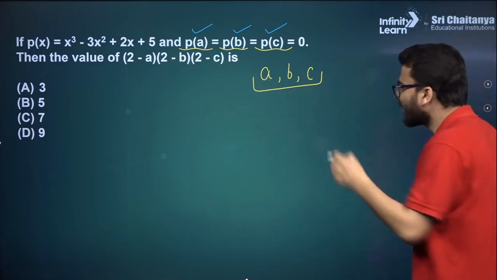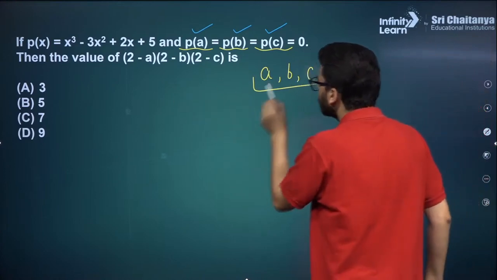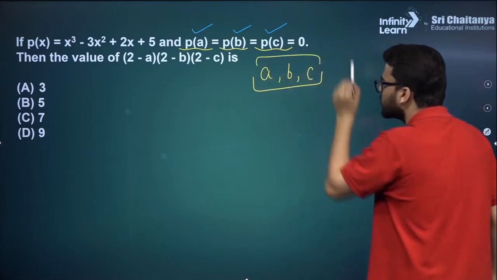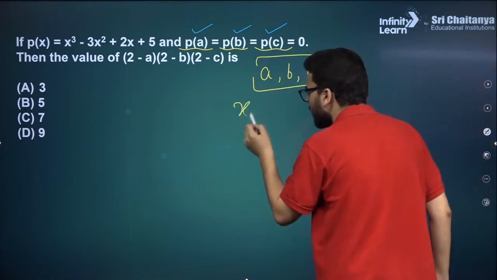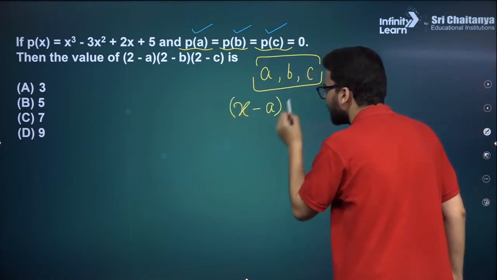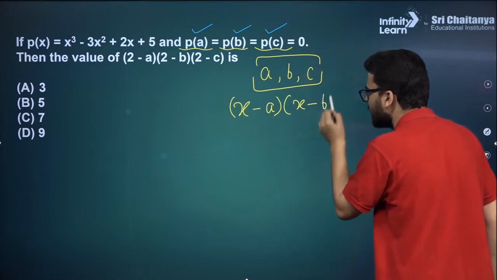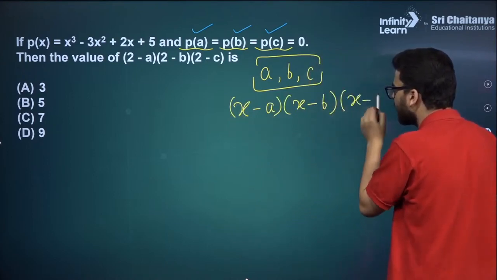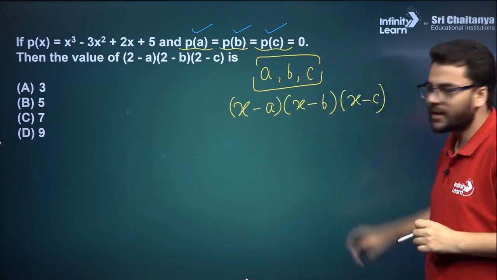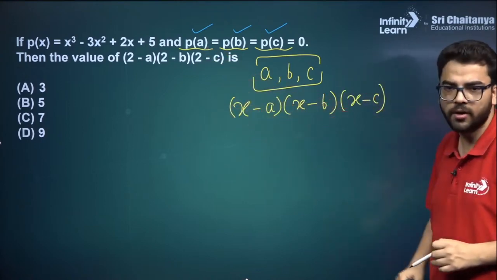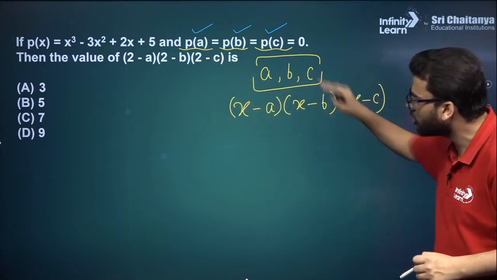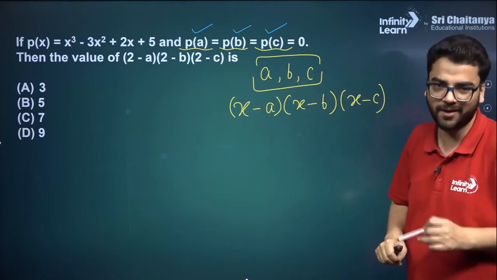So can we not write this cubic polynomial? It will have maximum 3 real zeros only, right? So we can write the polynomial like this or not? X minus a, x minus b, x minus c. Can we say that, guys? Yes or no? Can we write the polynomial p of x like this or not? Because a, b and c are the zeros of that polynomial. It is given over here.